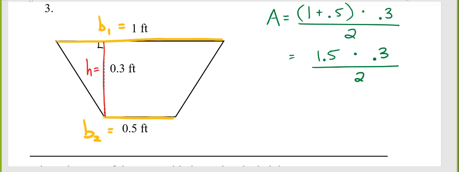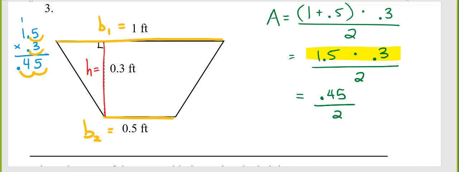I'm going to go do 1.5 times 0.3. 5 times 3 is 15. 3 plus 1 is 4. I have 2 decimal places to move it over. So I get 0.45. When I did this multiplication, I got 0.45.